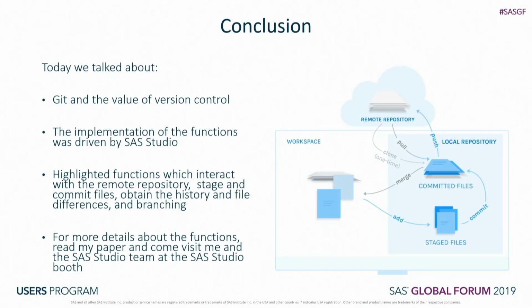So in conclusion, we talked about Git and the value of version control. The implementation of the functions was driven by SAS Studio. We highlighted functions that interact with a remote repository, functions for staging and committing files, functions to obtain the status, the history, and file differences, and functions for branching.